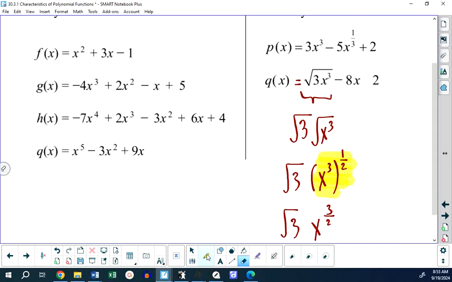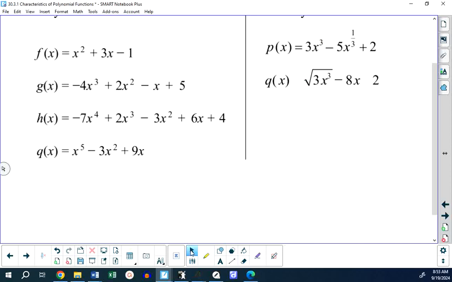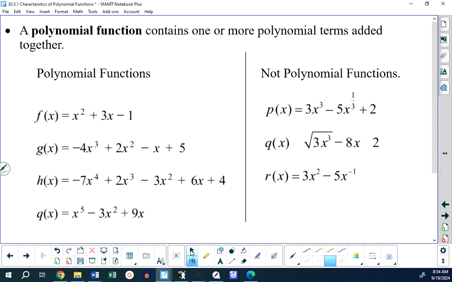However, and I'm going to do my best to write really small here, if this were an 8, this would be a polynomial function. Because the square root of x to the 8 is x to the 4, and 4 is a whole number. It's not 8. I'm just saying if it were, it would be.